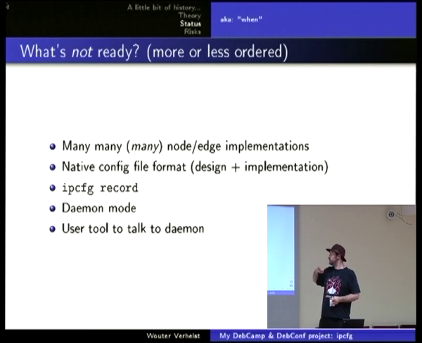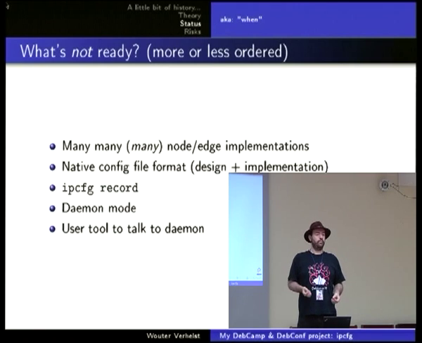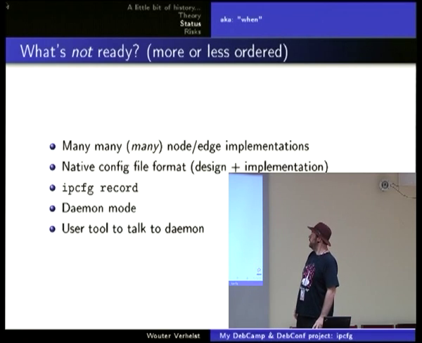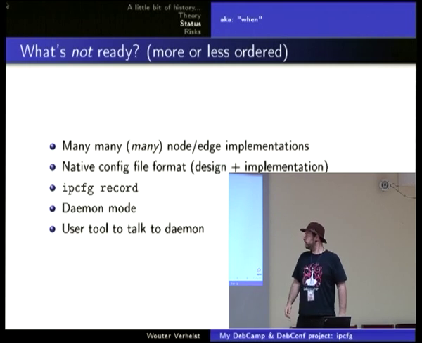The third one is a feature that I've been thinking about and I think would be fairly useful, which I call ipcfg record. The idea would be if you call that, then ipcfg would dump a config file representing the current state of the network configuration. So you could then write that config file to some file, and then after reboot, you could just run ipcfg with that config file and apply the network state so it's back to what it was before I rebooted. And I think that could be very useful.